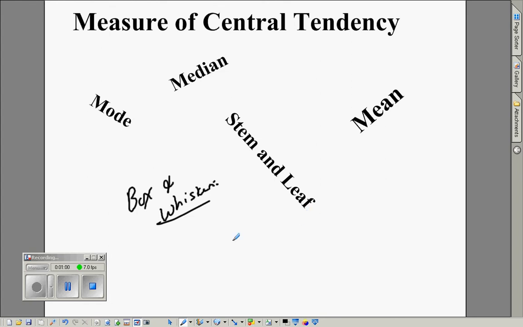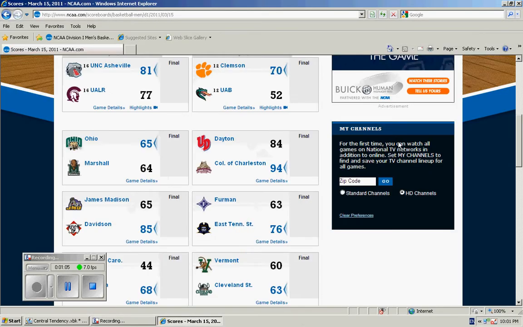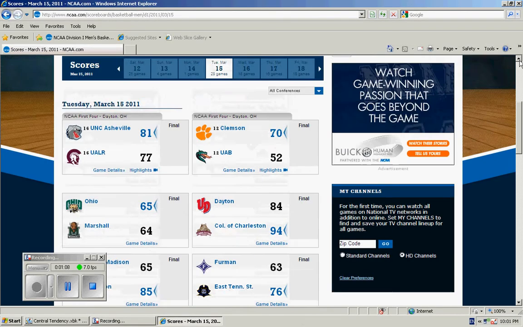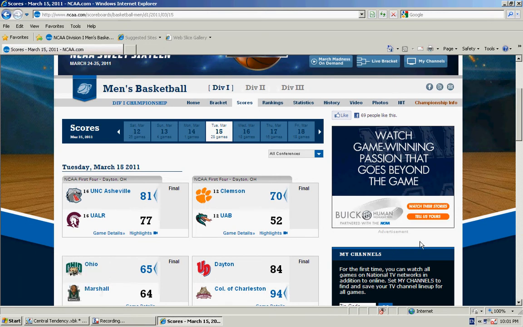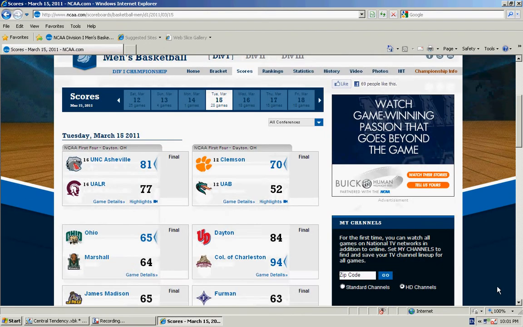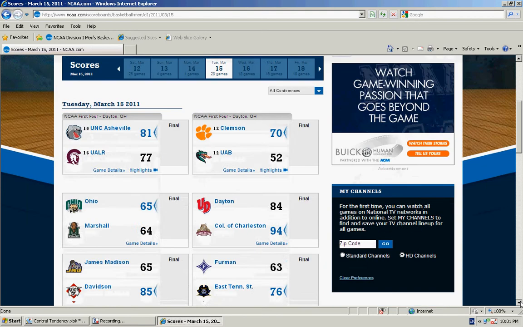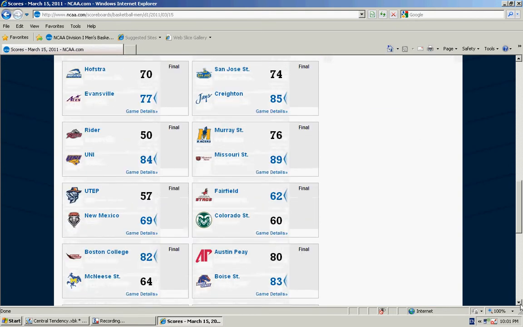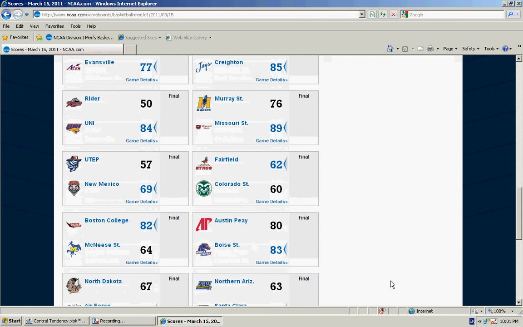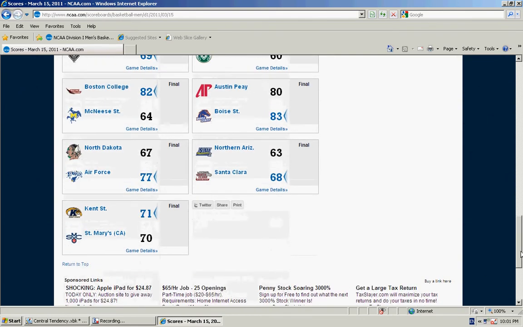One set of statistics that I'm interested in right now is the scores for March Madness. And what I'm curious about is going through all of these scores, like Asheville and UALR, Clemson and UAB, and finding out what the average score for a basketball team is during March Madness. There are tons of data, tons of numbers, and you've got to be thinking to yourself, how do you organize that to be able to make sense of any of it?